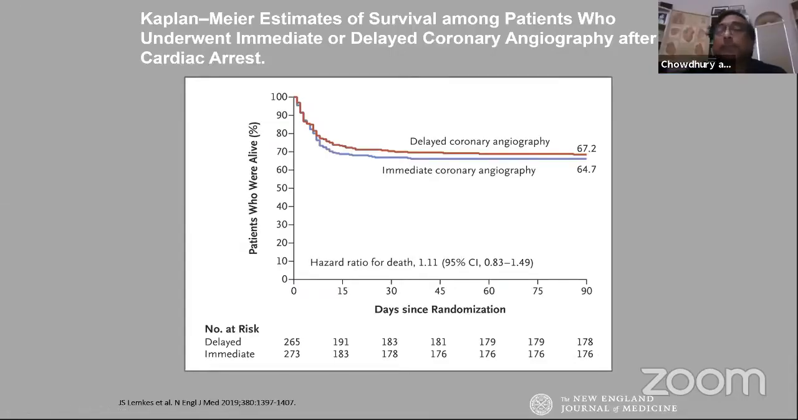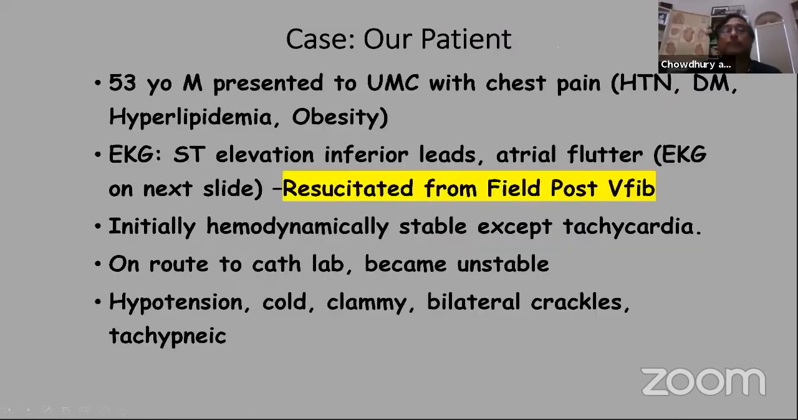However, if the patient returns to circulation immediately after cardiac arrest, and you look at the EKG and it is not STEMI, then you need to wait for the neuroprotective outcome, and you can afford to. There is a study from 2019 that says you can wait a couple of days, see the neuro outcome, and then do the cath. You don't need to go immediately.